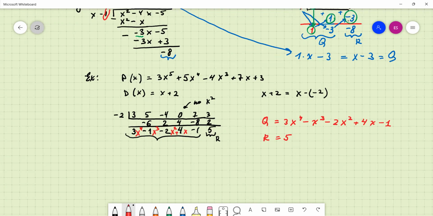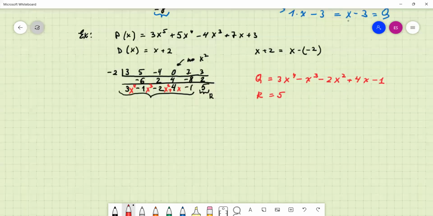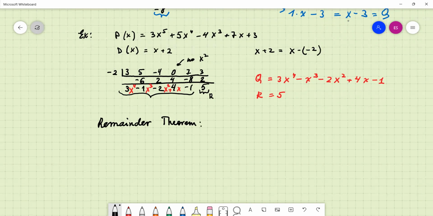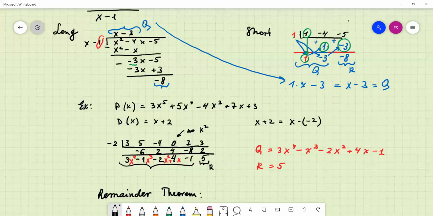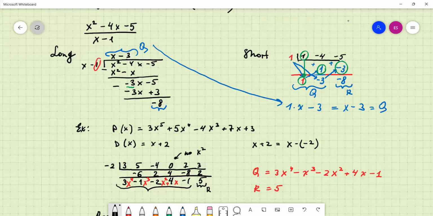Now, one more last thing I want to talk about is the remainder theorem. Because remember when we had this long division, this one was a simple x squared minus 4x minus 5. We could write down the result of this division like this: x squared minus 4x minus 5 equals x minus 3 times x minus 1 minus 8, right?